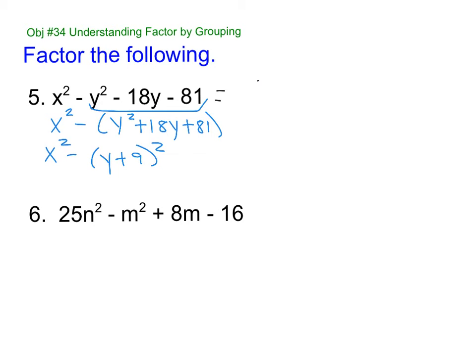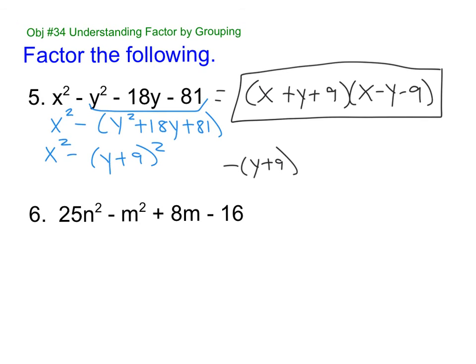So we get x times x is x squared, y plus 9, and then y minus 9. Then we're subtracting, right? Minus y plus 9 ends up getting distributed, minus y minus 9. Okay? And that's your answer.